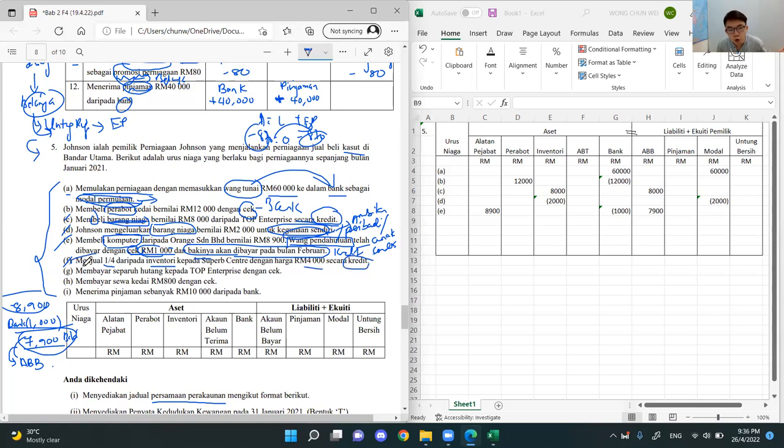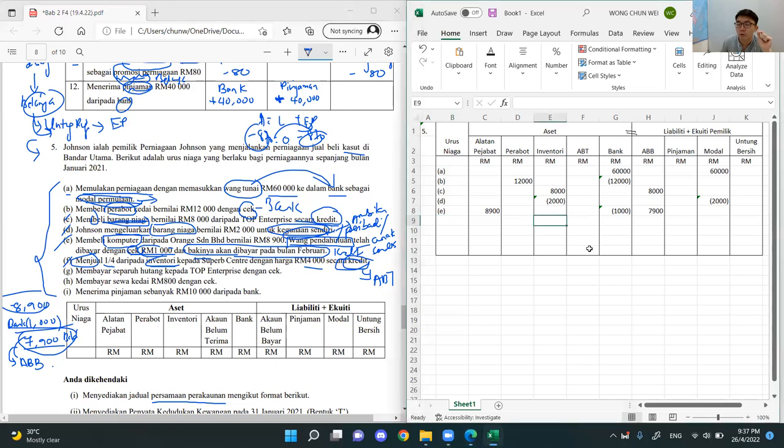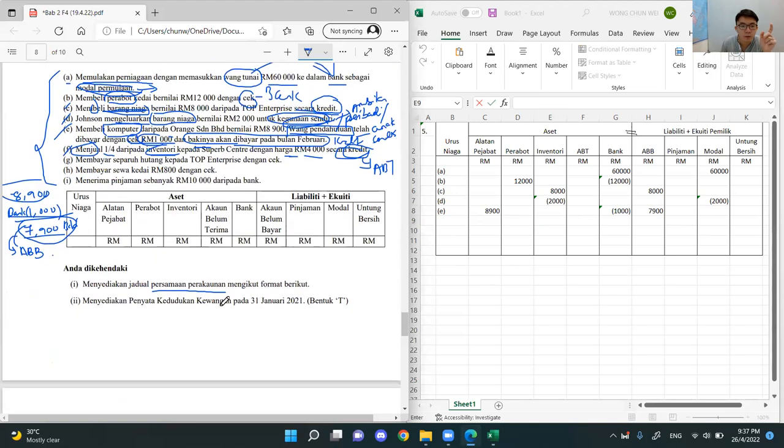When you see menjual secara kredit, meaning this is a ABT. This superb center is your account yang belum terima. Okay, remember that? Okay, now, the question is, how much inventory yang kita telah jual? They say 104. I cannot put 104 here. Even though here say 4,000, I cannot minus 4,000 from here. Why? Because this is the harga, not the cost. You have to remember this.